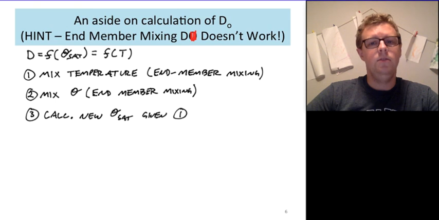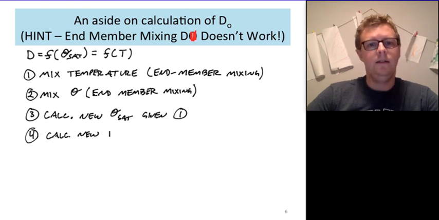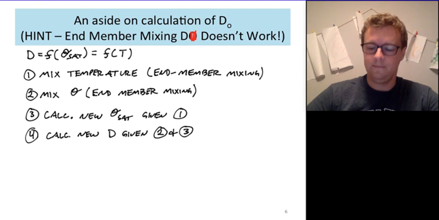Now that we've got a new temperature and potentially a new salinity if we needed to end member mix those together as well, we can calculate a new oxygen saturation level. So given our temperature, calculate a new saturation level, and then given our new saturation level from number 3, our new oxygen level from number 2, we can calculate a new deficit. So I'd encourage you to try this for yourself and actually prove that you can't mix deficit and you can mix oxygen and temperature and calculate a new deficit.